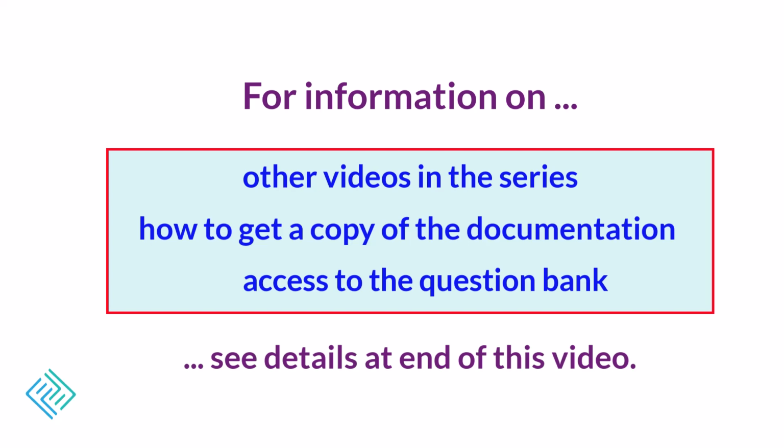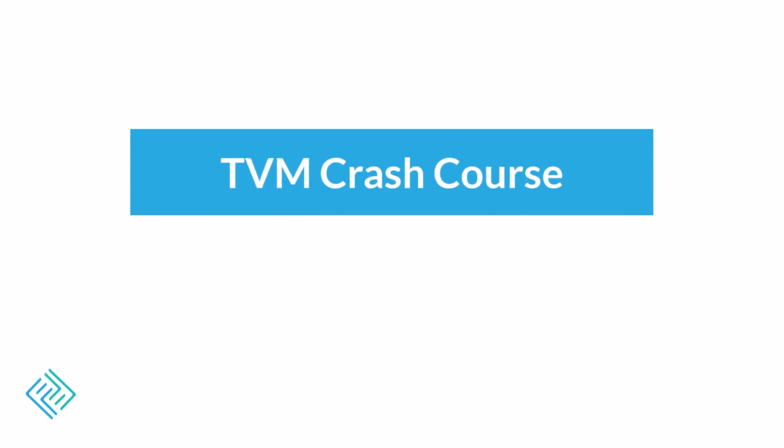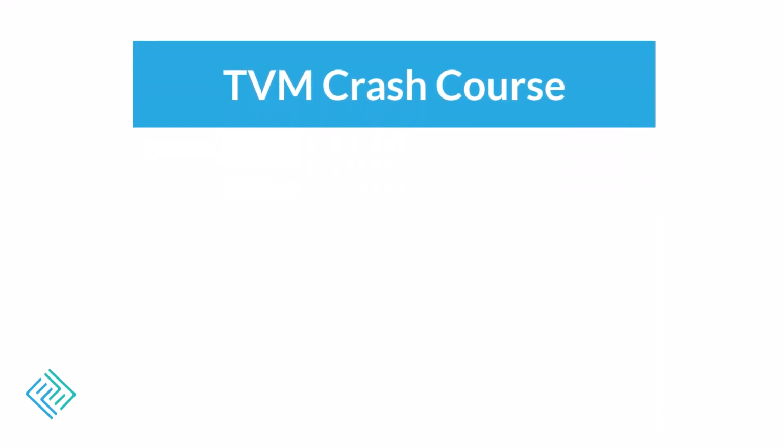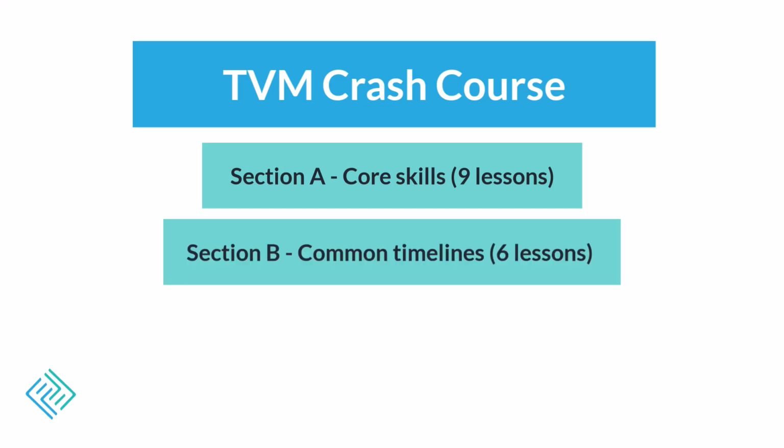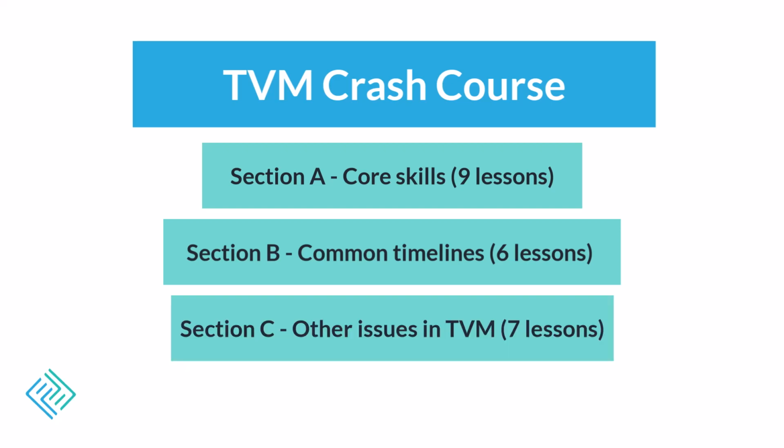Just by way of setting up the context for the crash course, it is arranged into three main areas. Section A on core skills in TVM, Section B covering a selection of common timelines in the equity and fixed income markets, with Section C being a wrap-up dealing with various other matters.